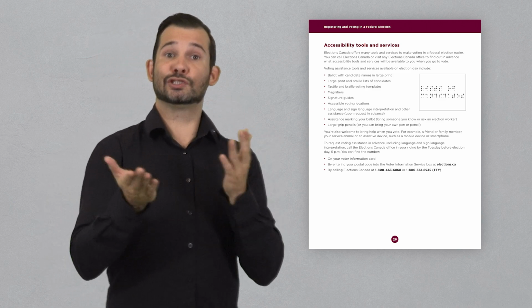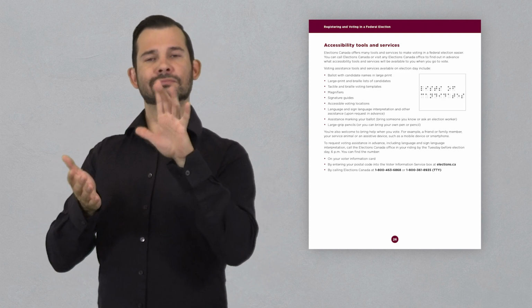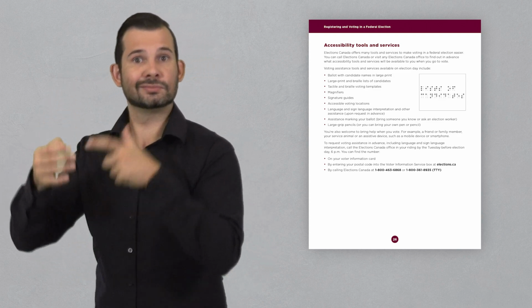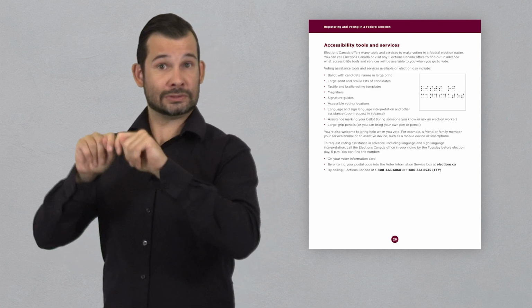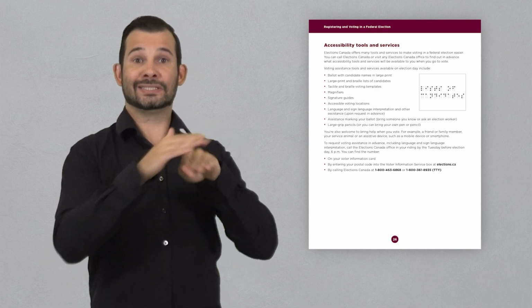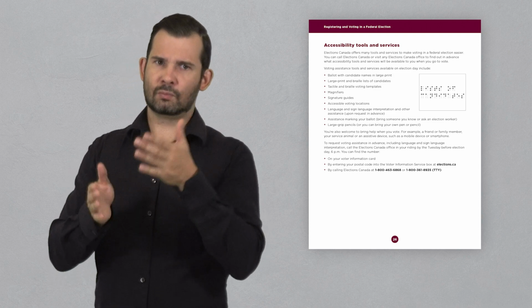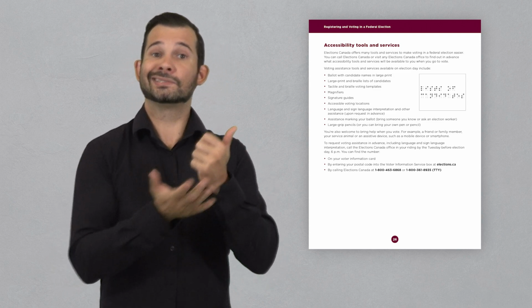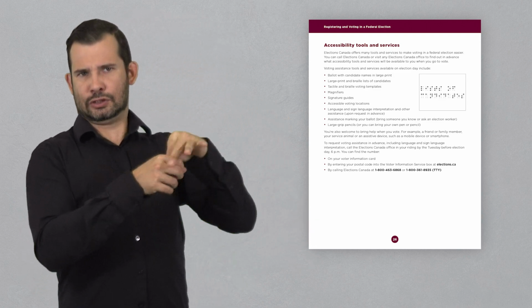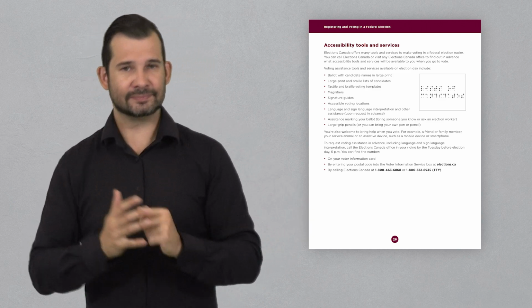Voting assistance tools and services available on Election Day include ballot with candidate names in large print and Braille lists of candidates, tactile and Braille voting templates, magnifiers, signature guides, accessible voting locations, language and sign language interpretation and other assistance upon request in advance, assistance marking your ballot, bring someone you know or ask an election worker, large grip pencils, or you can bring your own pen or pencil.